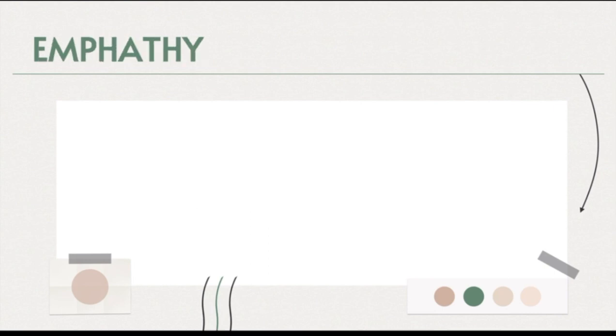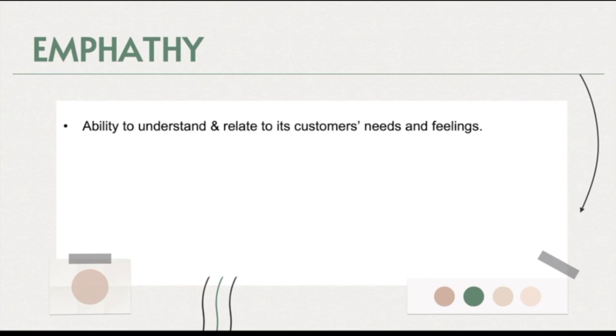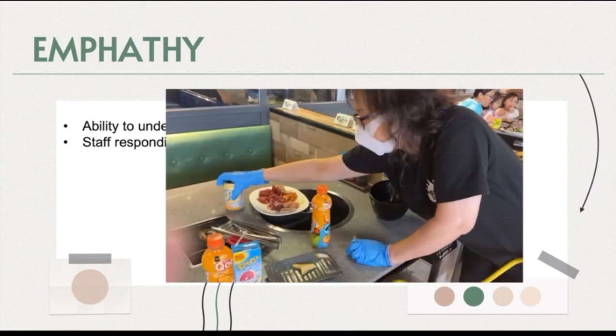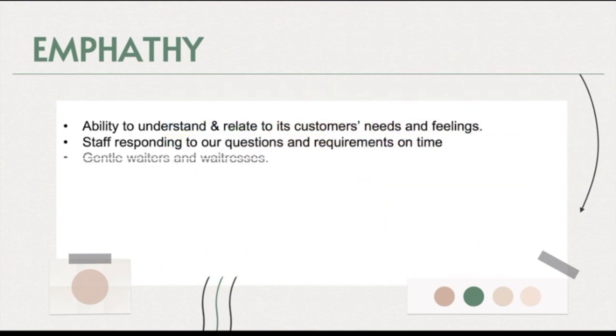Also, empathy is the company's ability to understand and relate to its customers' needs and feelings. The staff can respond to our questions and requirements in time, such as changing the seats and grill paper. The waiters and waitresses are gentle and were willing to help. Taking these factors into account, we give it a 4 in terms of empathy.